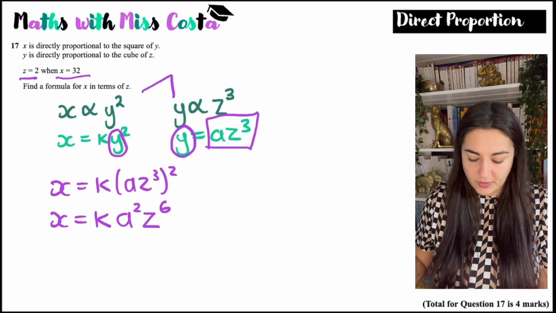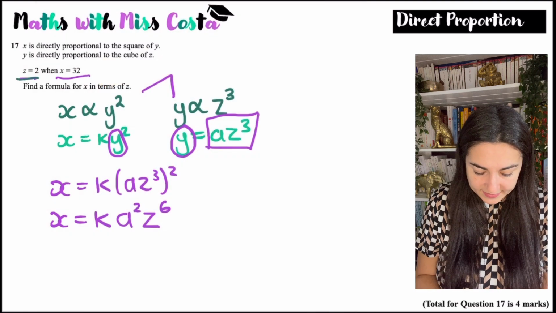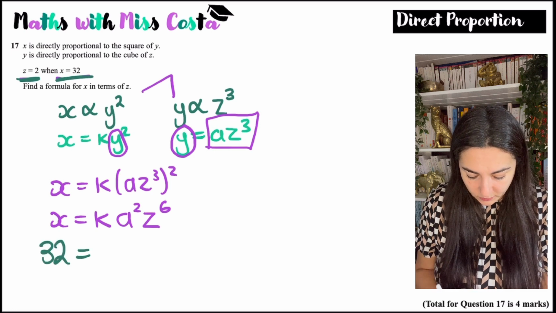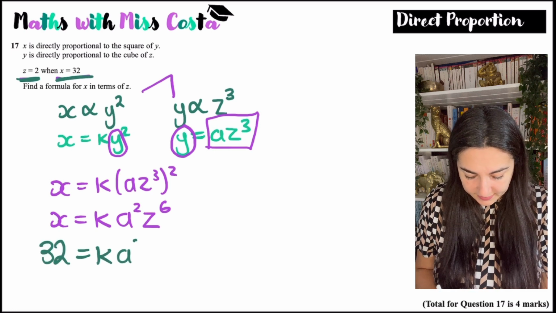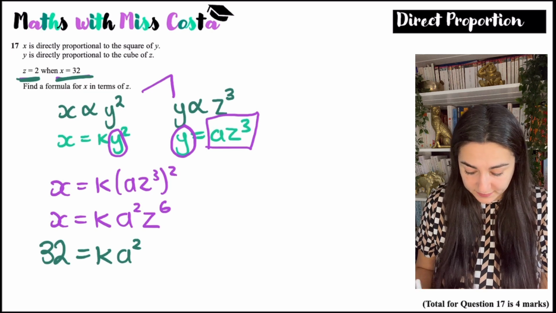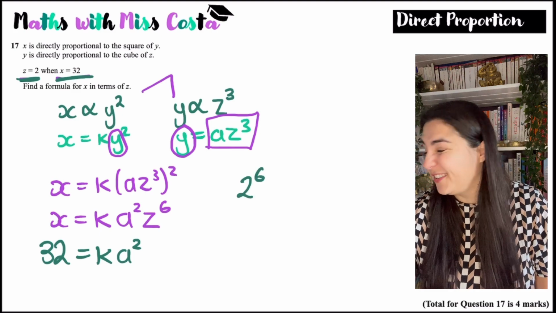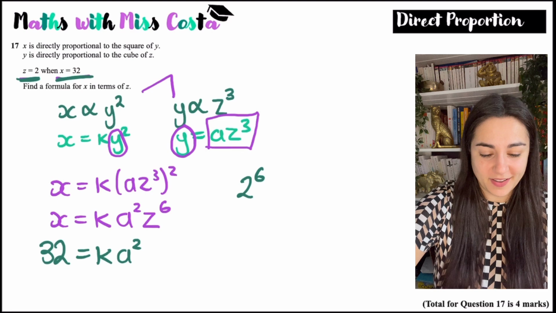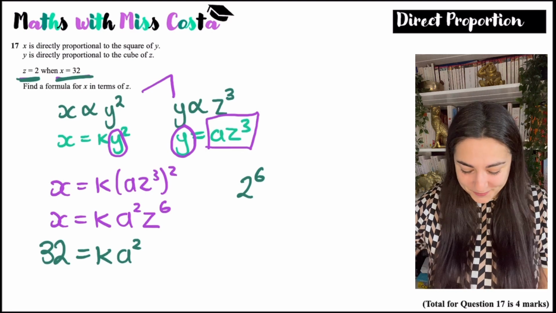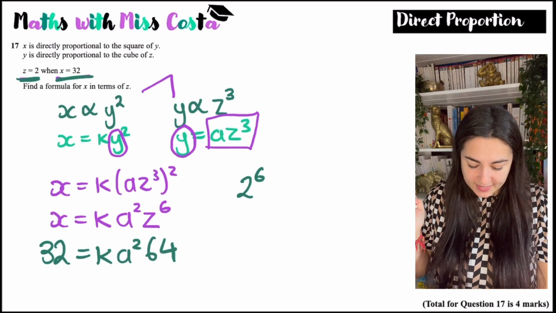Okay, so now I can substitute the information that I've been given. When z is 2, when x is 32. So 32 equals k a squared z to the power of 6. So 2 to the power of 6. Oh, where's my calculator? I should be able to work this out in my head, but I'm tired. So 2 to the power of 6 is 64. That's embarrassing. Okay, so 32 equals k a squared times 64.